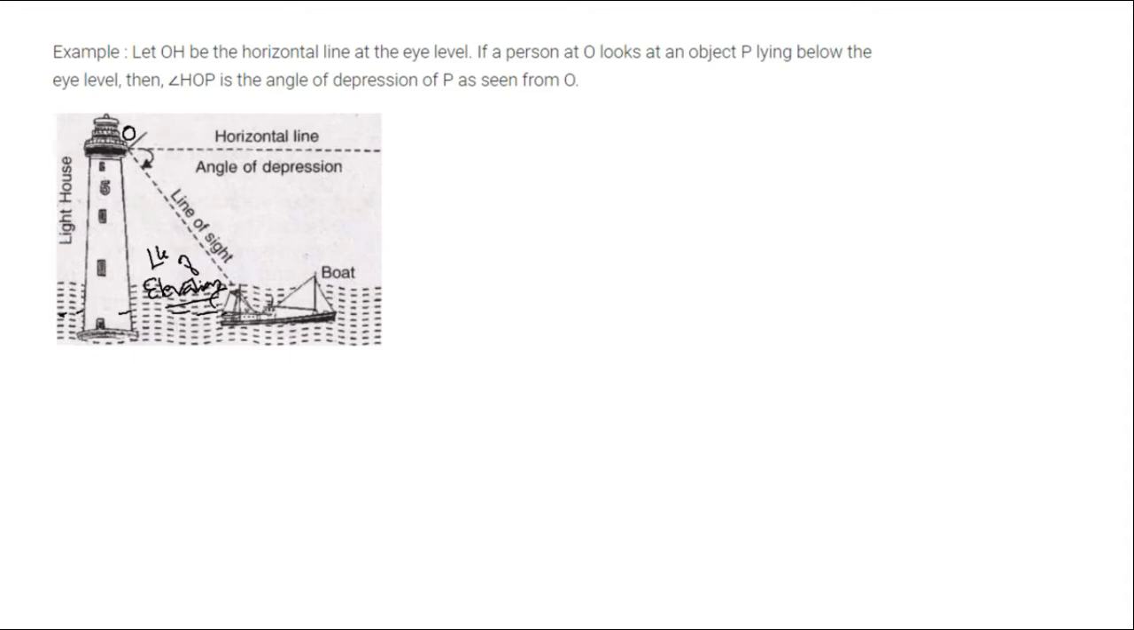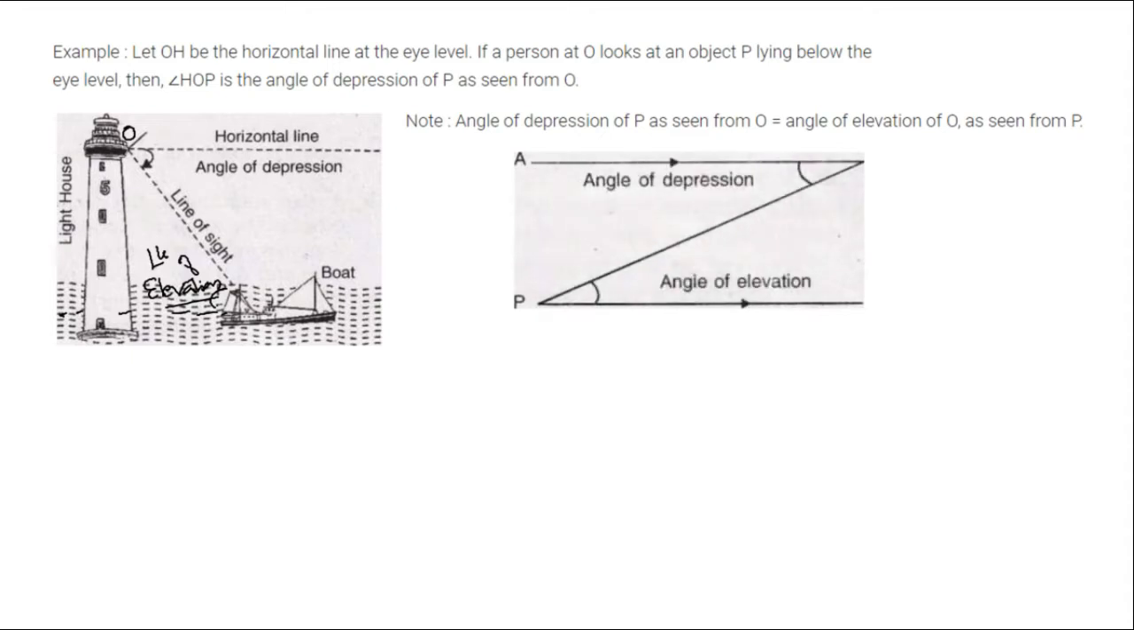You need to note that the angle of depression of point P as seen from point O will be equal to the angle of elevation of point O as seen from point P. Here, the angle of elevation and angle of depression are alternate interior angles. So, those two angles will be equal to each other. Is that clear?